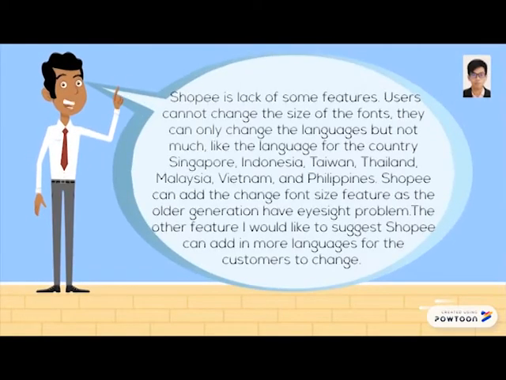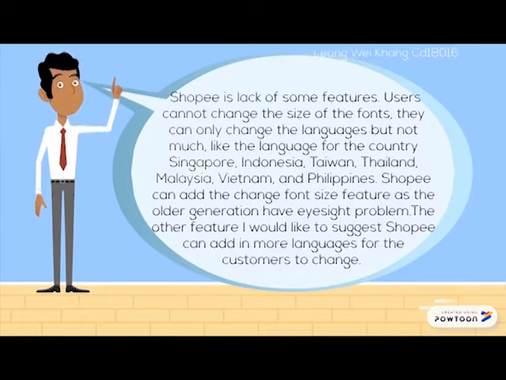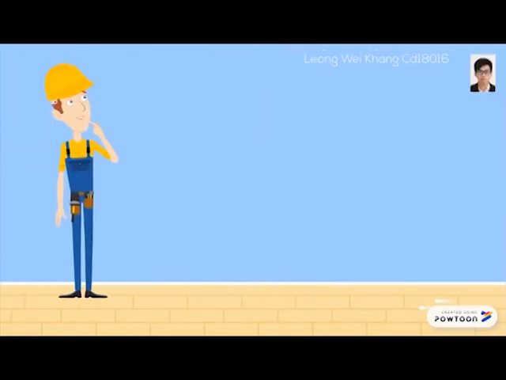The next suggestion. Shopee lacks some features. Users cannot change the size of the font. They can only change the language, but not much. So Shopee can add a feature like changing the size of the font to attract the older generation to shop online. The third suggestion.